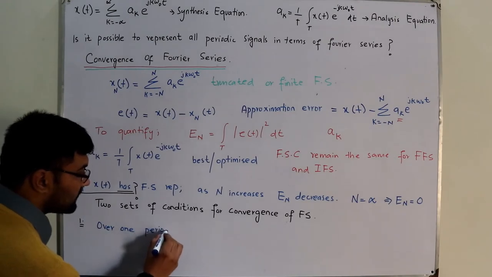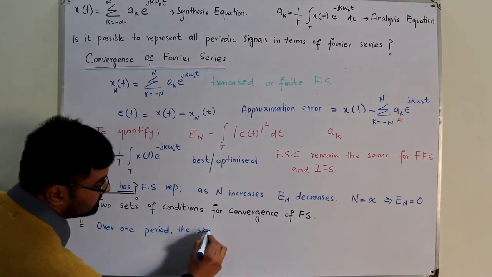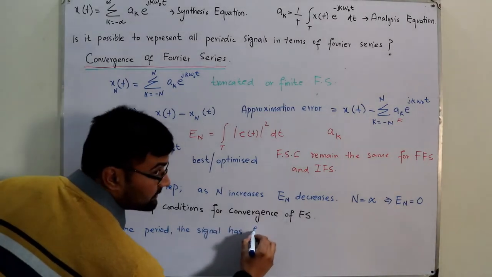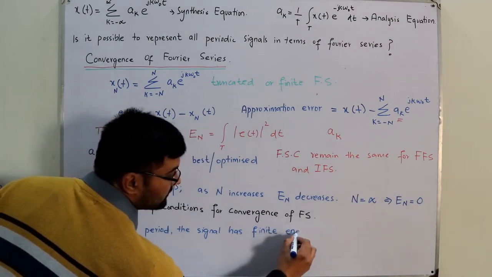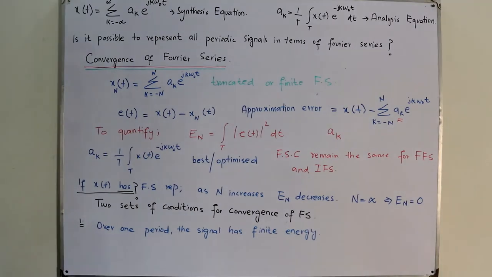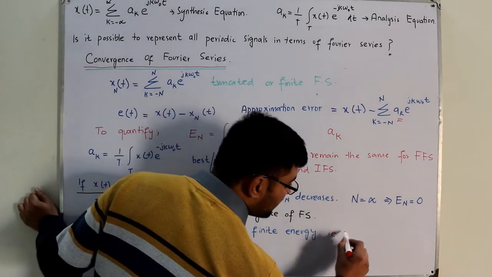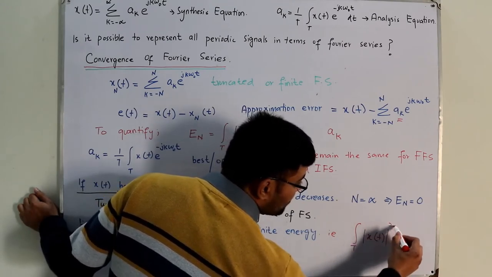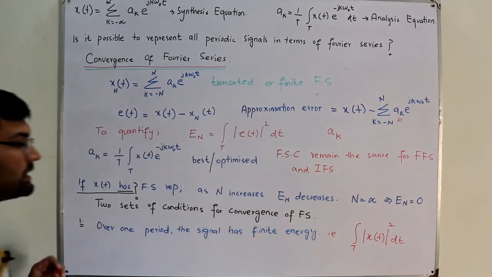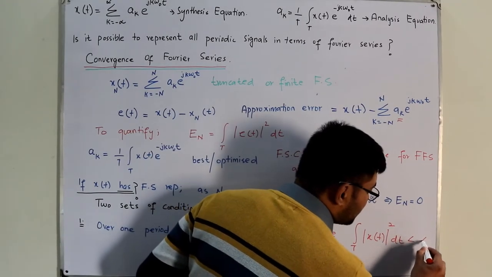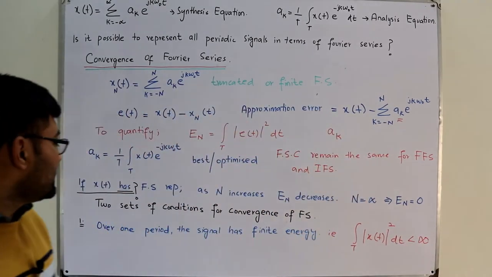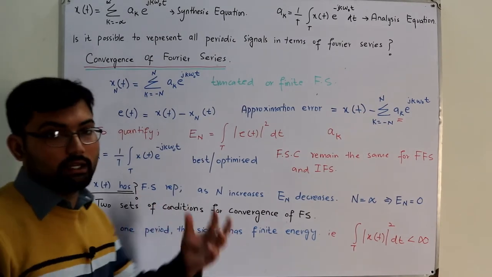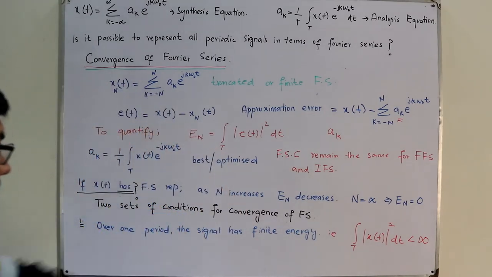Over one period the signal has finite energy. So this is the first condition. And how do I represent it mathematically? I would write that over a period, you have x of t, you take the magnitude of it squared, and you integrate it over one period with respect to t. If this is finite, which means less than infinity, then you can have the Fourier series representation of this signal, which means this would converge to the original signal. This is the first condition.